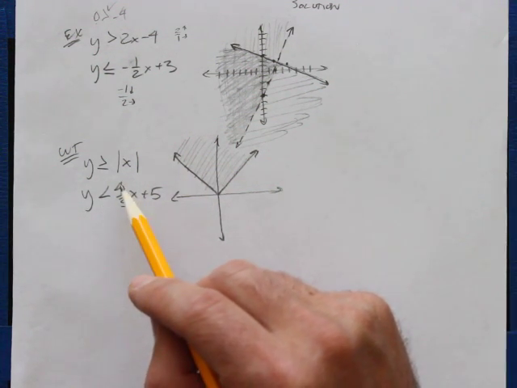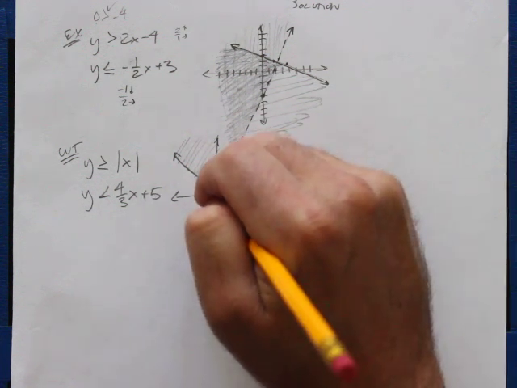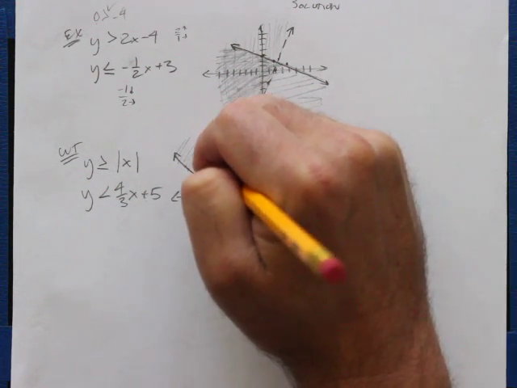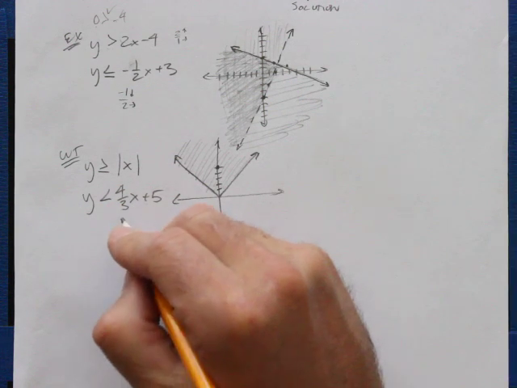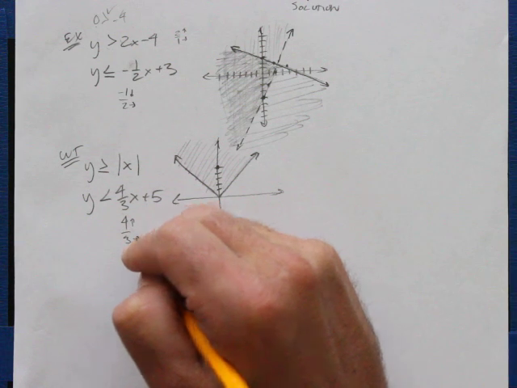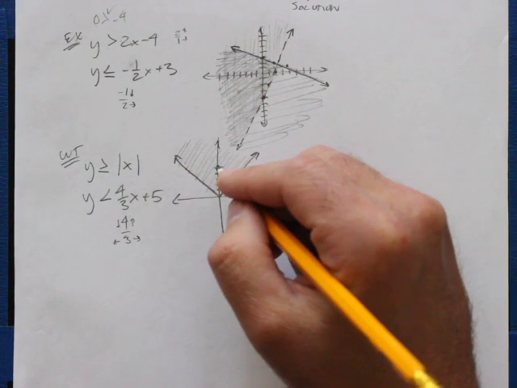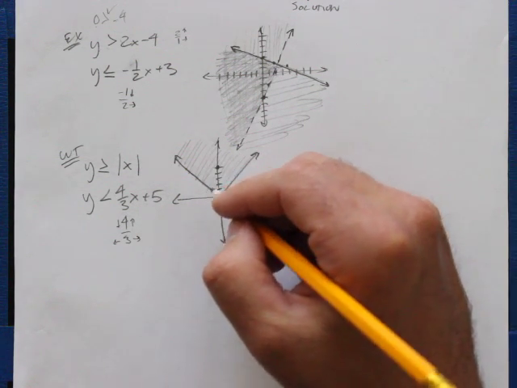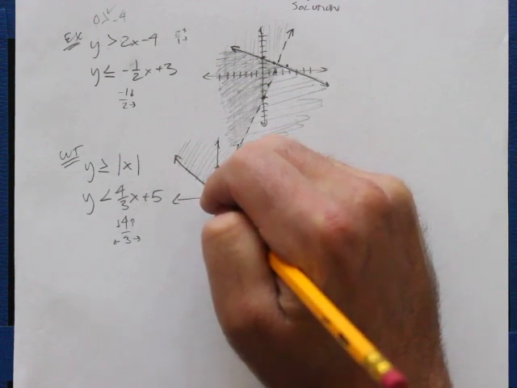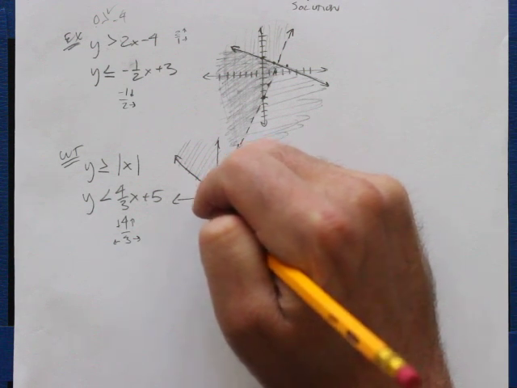Y is less than 4/3x plus 5. So I'm going to go up 5. And there is my y-intercept. And then 4/3 means I go up 4 to the right 3, or I go down 4 to the left 3. Either one. So I'm going to go down 4 to the left 3 because this is where I am on my graph. 1, 2, 3, 4 to the left. 1, 2, 3. There we go.